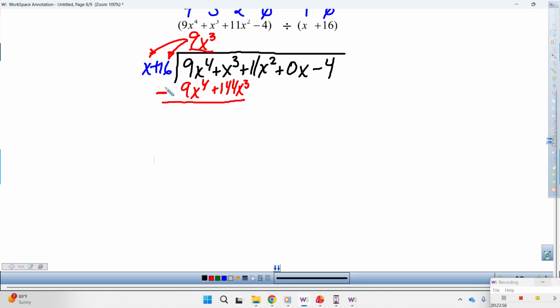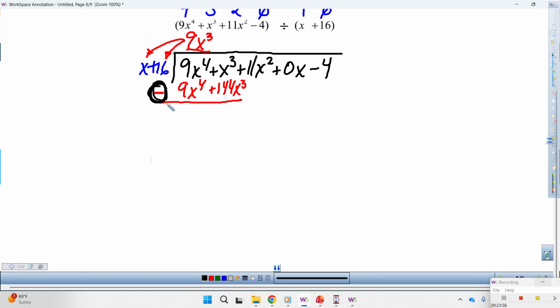Subtract. Look up. Don't forget to circle it to remind you to do what? To distribute that here and here, both terms. This cancels. You've got negative 144 plus 1x cubed. That's negative 143x cubed. Bring down the 11x squared. All right. Next, what number times x gives us negative 143x cubed?